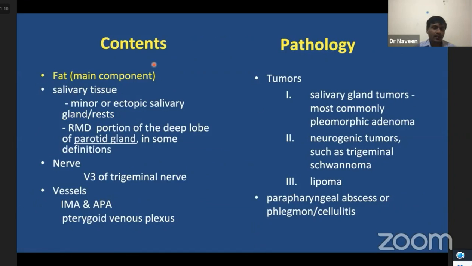The main content of the parapharyngeal space is fat, and the corresponding pathology is lipoma. It can also have minor salivary glands and the retromandibular portion of the parotid gland. In some definitions, they call the retromandibular portion, that is the deep lobe of the parotid gland, to be in the parapharyngeal space, but in reality it is a part of the parotid space. So it can give rise to salivary gland tumors. The nerve, that is the mandibular division, can give rise to nerve sheath tumors, let's say schwannoma and neurofibroma. Vessels such as the internal maxillary artery, ascending pharyngeal artery, and pterygoid plexus can be seen.